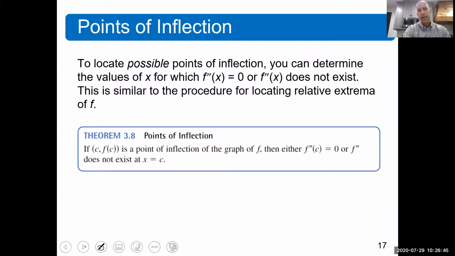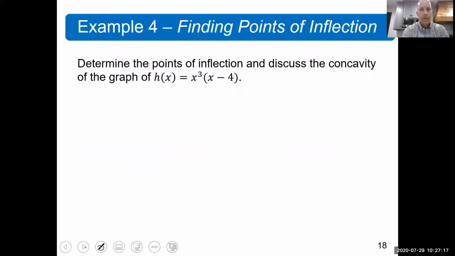So this theorem is basically saying that if we have a function that has a value x and some value y, and it's a point of inflection, then either the second derivative is equal to 0 or the second derivative does not exist. That kind of makes sense if you think about it. It's either going to have no concavity there or it's not going to exist there because we're talking about the second derivative.